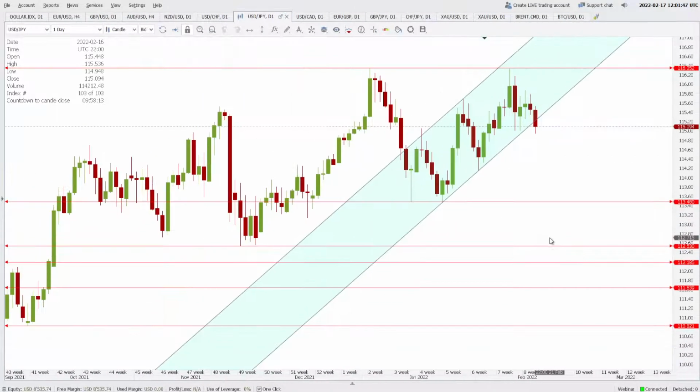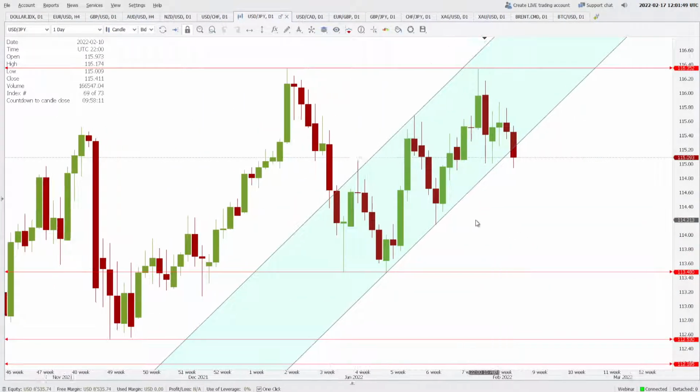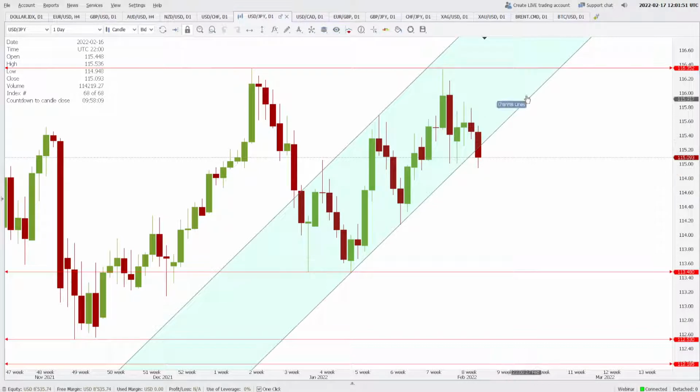On the contrary, if for some reason the price starts going up from here, then 116.35 will still be a good resistance for the price.